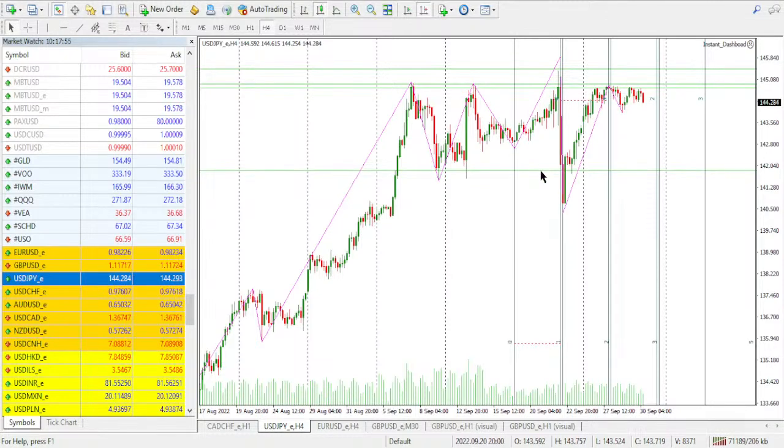This is 141.870. Then the next take profit should be somewhere here. So you have a pending sell limit, your stop loss is here, your first take profit is here, and then the next take profit is somewhere here.